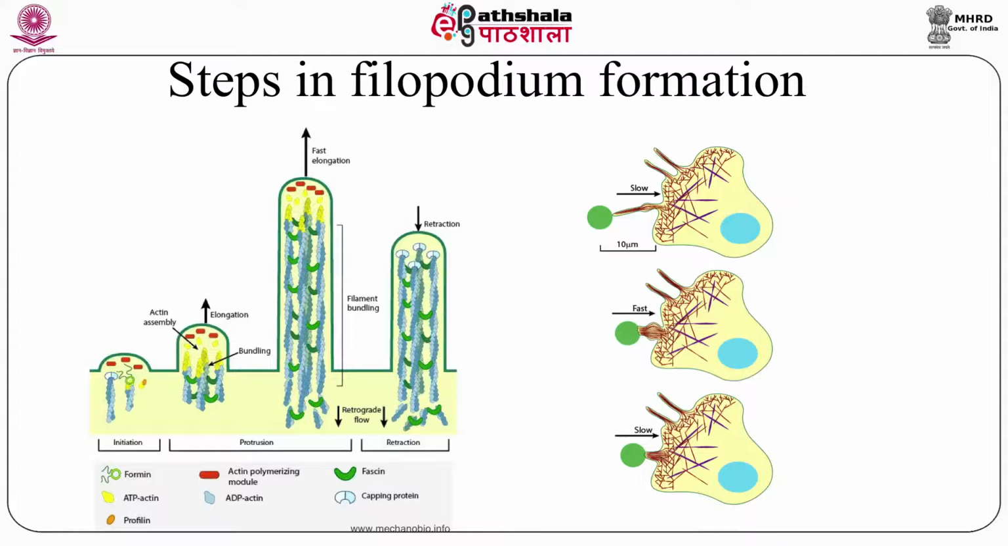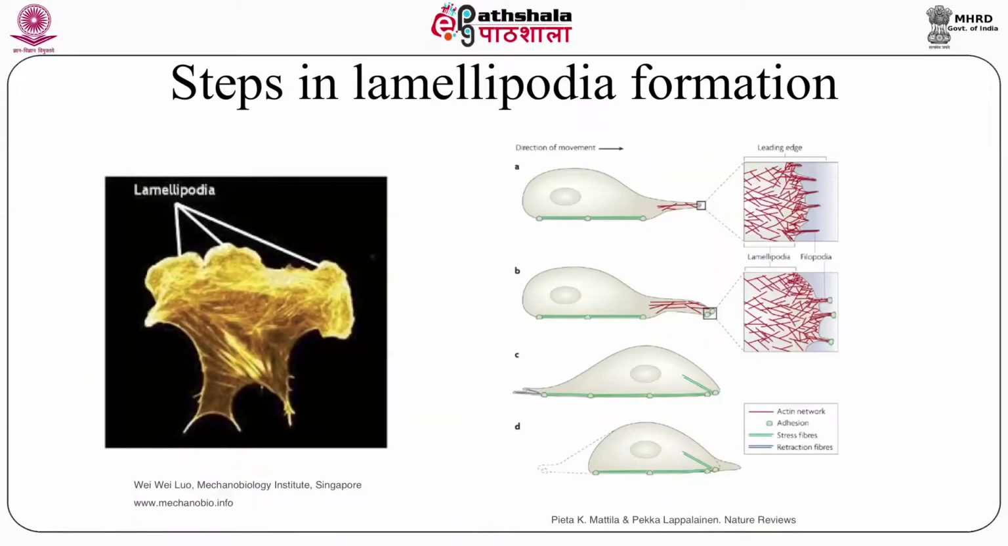Once pulling starts, initial slow movement is followed by a burst of rapid movement that decreases as the object reaches the cell body. After understanding the filopodia formation, let us understand the lamellipodia formation. Lamellipodia are thin sheet-like membrane protrusions found at the leading edge or the front edge of motile cells. These structures are devoid of major organelles and composed of a dense and dynamic network of actin filaments.